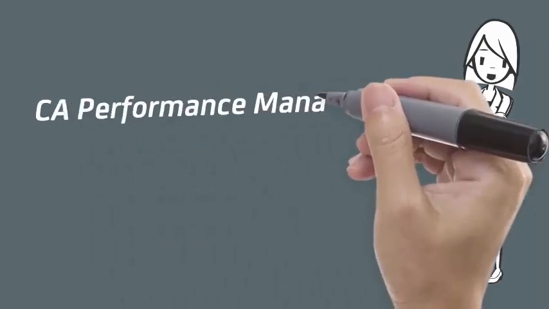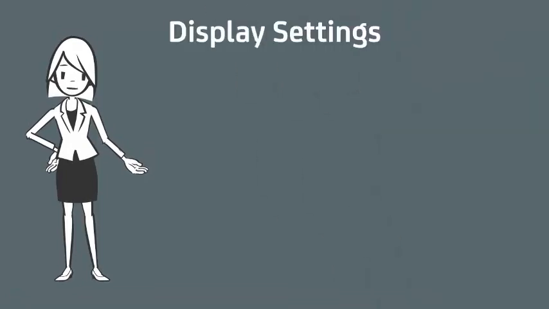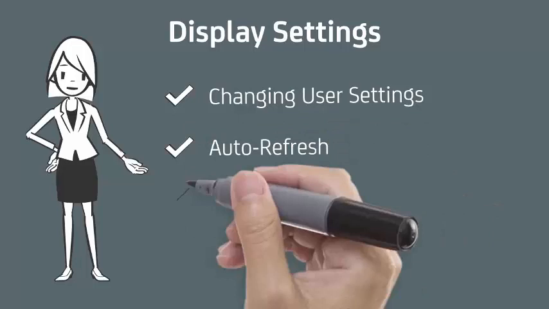Welcome to CA Performance Management Video Display Settings. This video introduces the display setting features such as changing user settings, auto refresh, view suppression, and item display name.